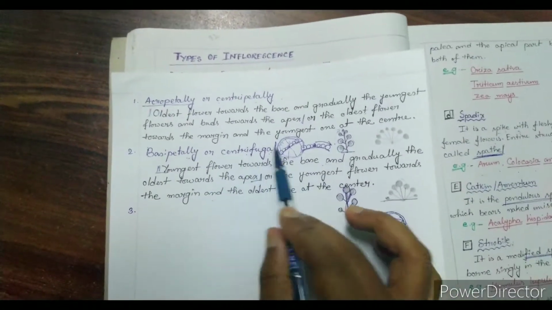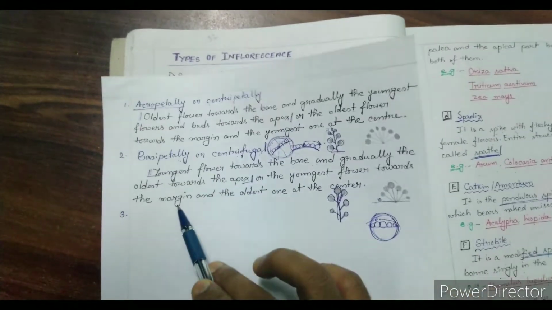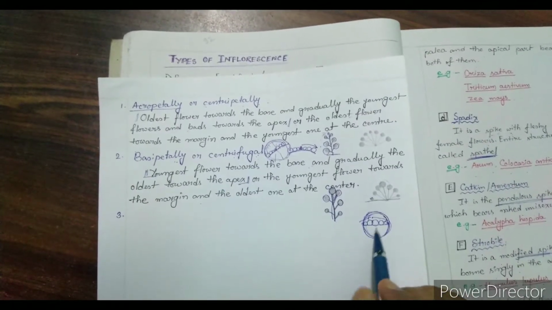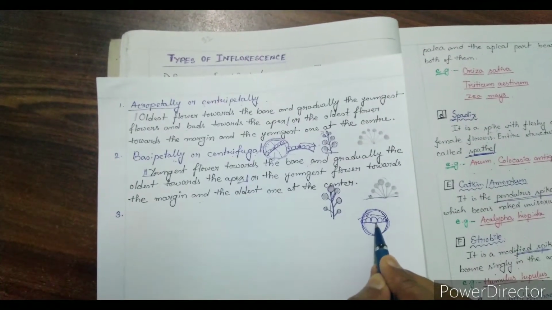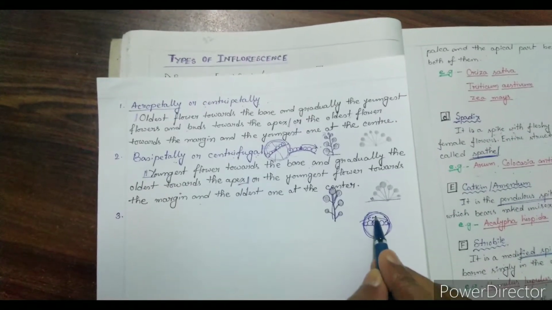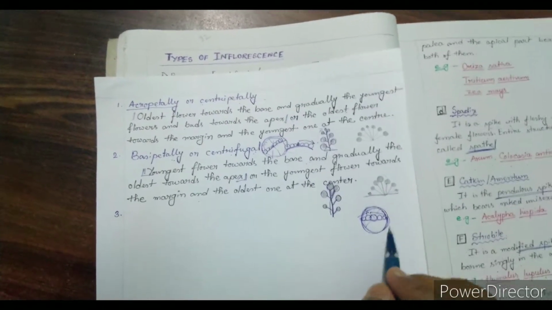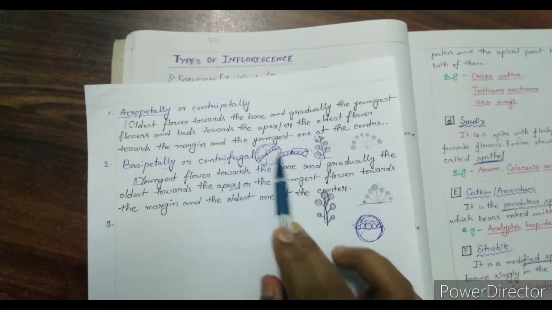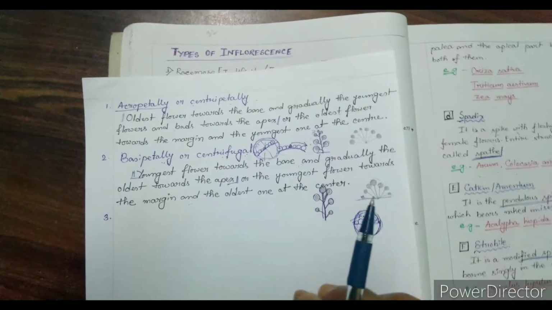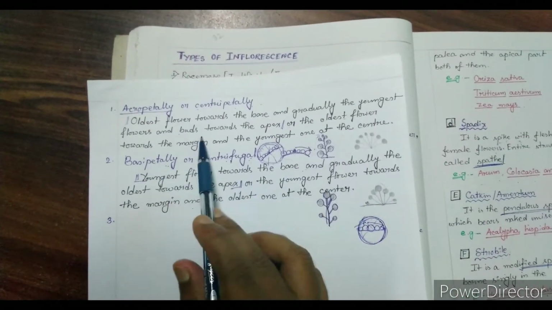In centrifugal arrangement, the youngest flower is toward the margin and the oldest flower is at the center. The oldest flower is at the center and the youngest flowers are toward the margin, and this type of arrangement happens in every direction. So this happens in centrifugal arrangement. I hope it is clear what centrifugal and centripetal are, and at the same time what basipetal and acropetal arrangements are.